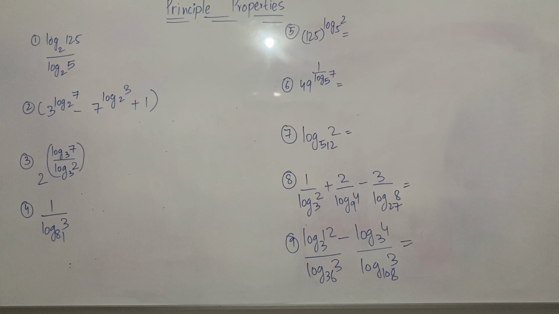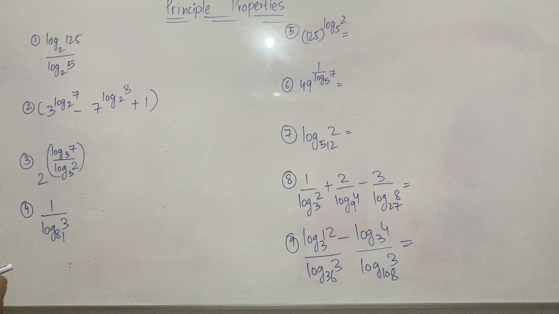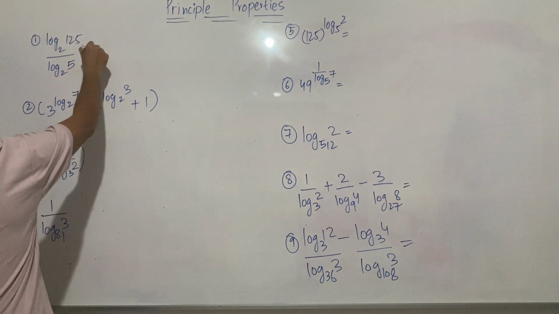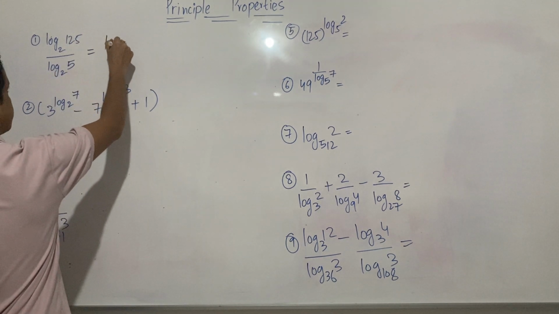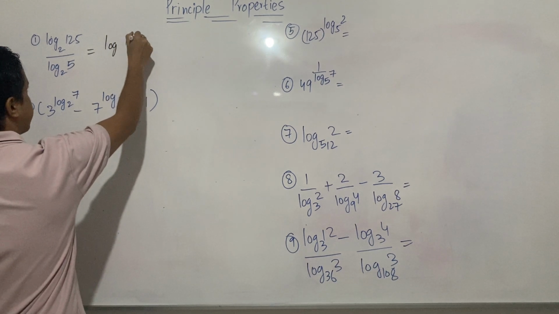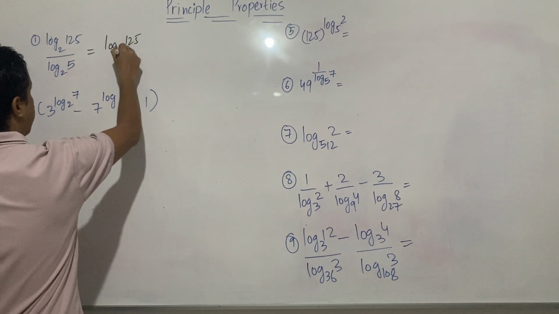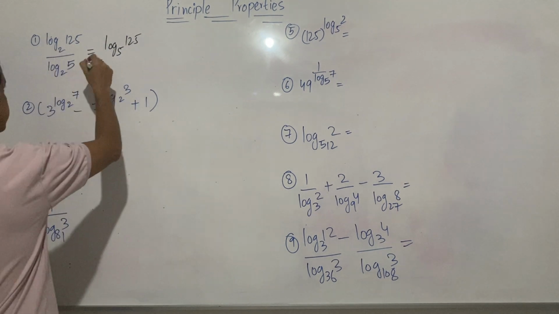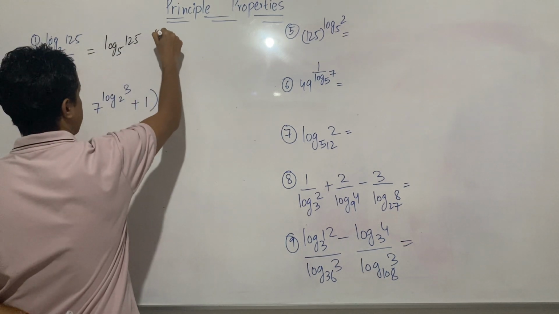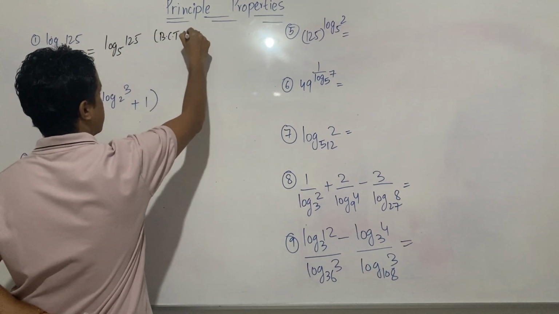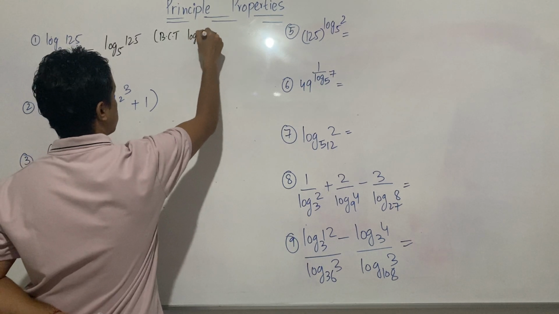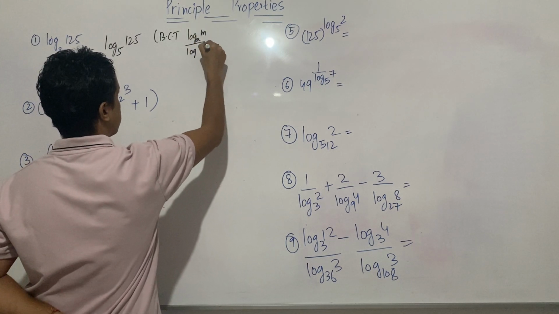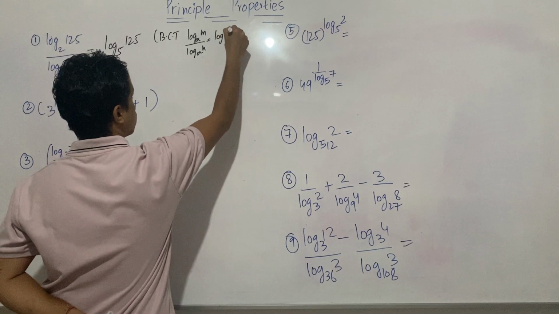So what we can do here is, we can use the base changing theorem here, right? And it's going to be log of 125 to the base 5, right? Because what we have used here is the base changing theorem, which says log m to the base a by log n to the base a is log m to the base n.